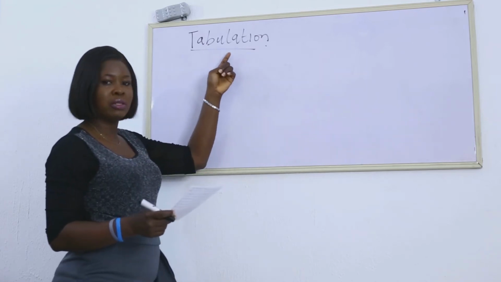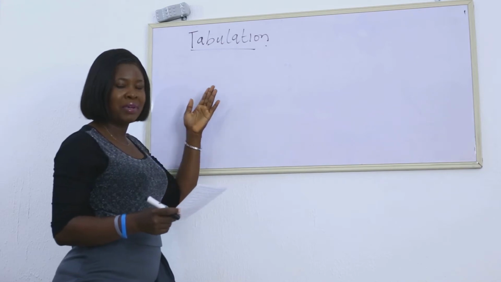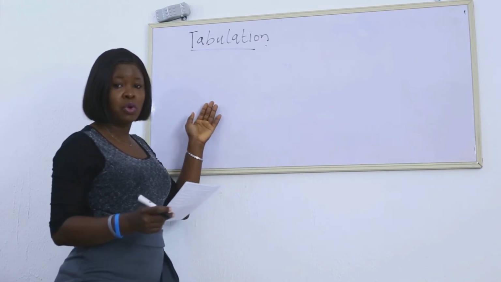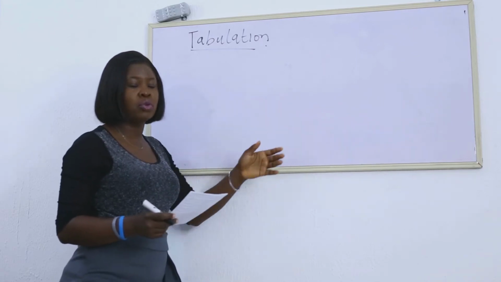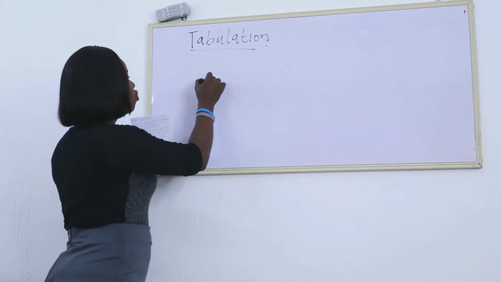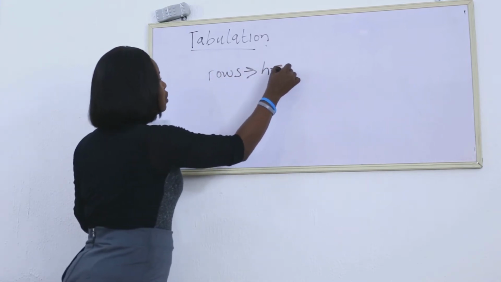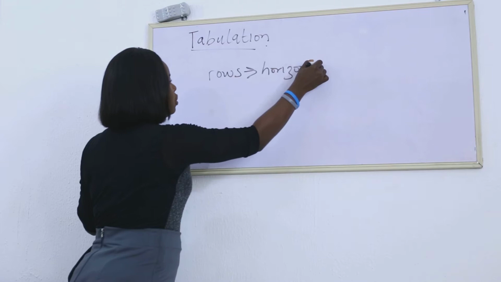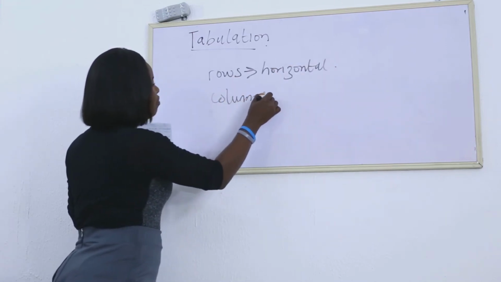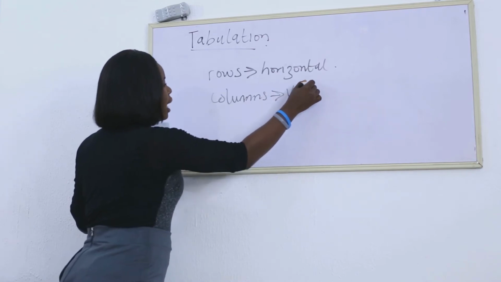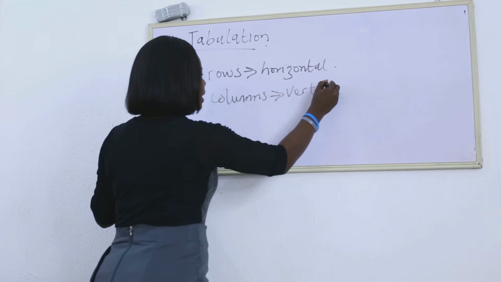But before tabulation, there is a word called table. Tables can be defined as representation of statistical data in columns and in rows. What do we mean by columns and rows? Rows are usually horizontal in nature, and columns are vertical in nature.